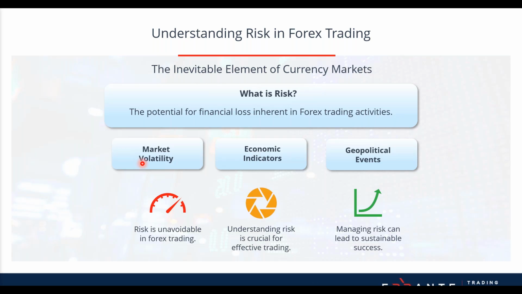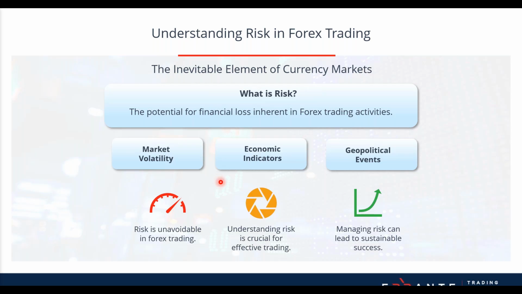So let's consider the factors that influence risk. First, there is market volatility, like the unpredictable currents of the ocean. Market volatility can shift direction swiftly, often without warning. And this volatility is driven by various factors, including economic indicators like GDP reports, employment data, and interest rate decisions.